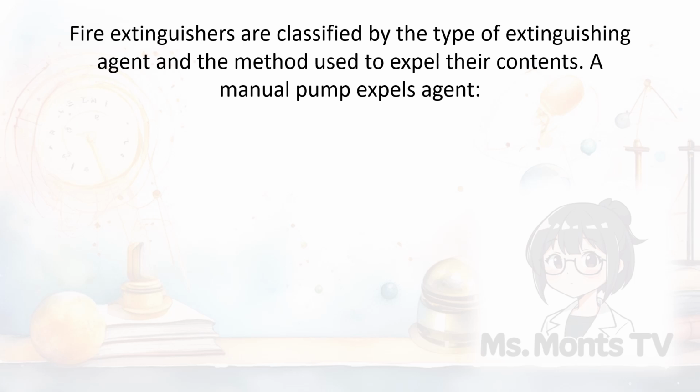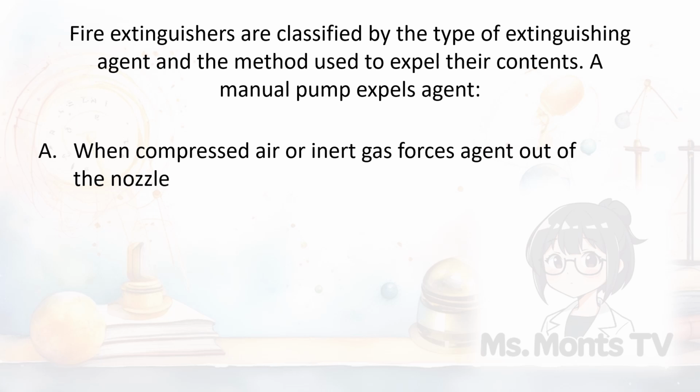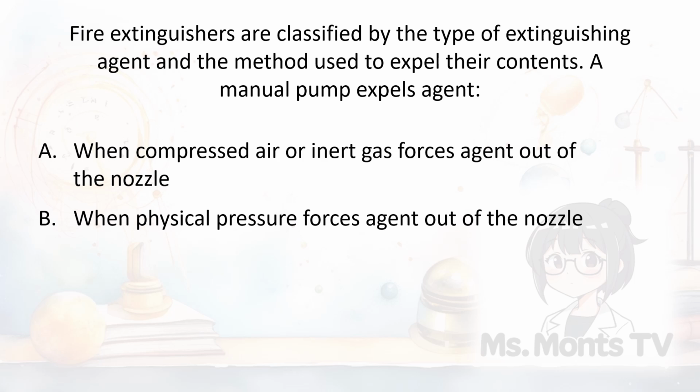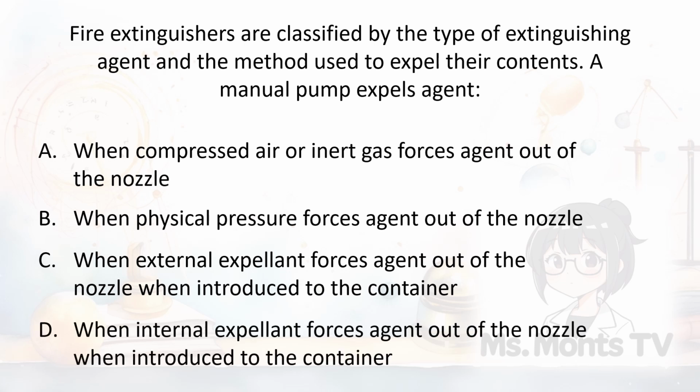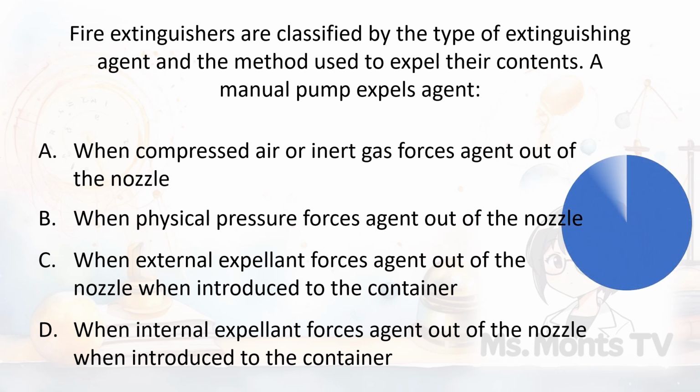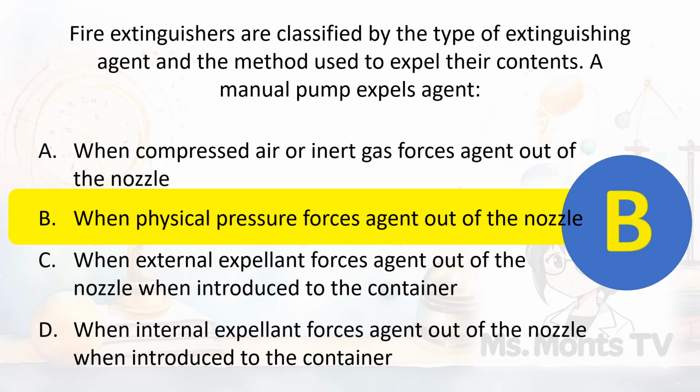Fire extinguishers are classified by the type of extinguishing agent. A manual pump expels agent. Letter A, when compressed air or inert gas forces agent out of the nozzle. B, when physical pressure forces agent out of the nozzle. C, when external expellant forces agent out of the nozzle when introduced to the container. Or D, when internal expellant forces agent out of the nozzle when introduced to the container. Letter B, when physical pressure forces agent out of the nozzle.